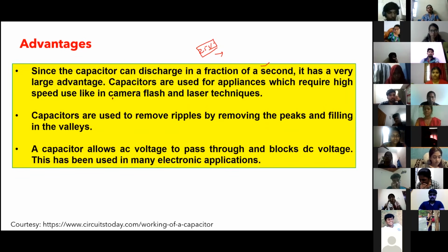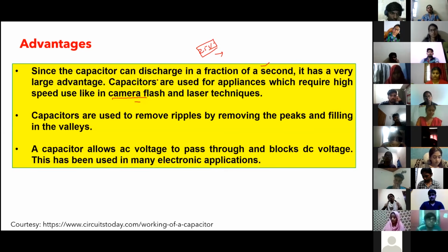For example, capacitors are used for appliances which require high speed. For example, a camera flash. You see, a camera flash is just very fast and consumes a lot of energy. For that, what we usually do is have a capacitor fixed in it, and we charge that. Whenever you click it, it has to be charged again. I do not know how many of you have used the old camera with a large flash with the rechargeable batteries.